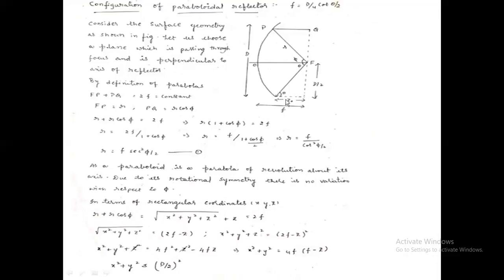Tan is nothing but opposite by adjacent side. So taking that as reference, we have obtained the expression tan theta is equal to d by 2 by z naught. So z naught is nothing but the distance between the focal point and the edge of the reflector. That we can understand from the diagram itself.